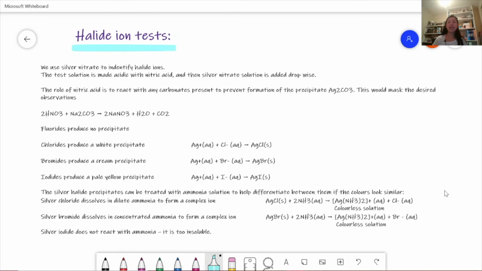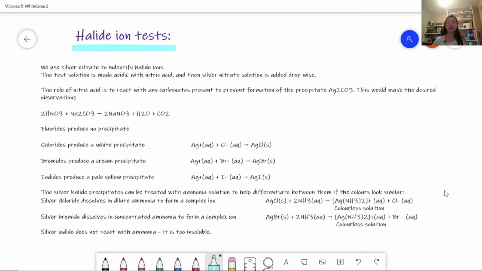So now we're going to talk about a test that we can use to identify halide ions, and we actually use silver nitrate. What we do is we acidify the solution with nitric acid and then add silver nitrate dropwise. And the role of nitric acid is to react with any of the carbonates present to prevent formation of the precipitate silver carbonate, which is also a white precipitate. And this would mask the desired observations. This is why we use nitric acid, so we can get rid of all the carbonates, because we form sodium nitrate and water and carbon dioxide.